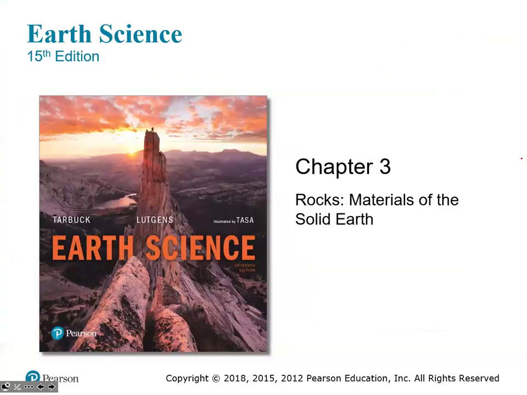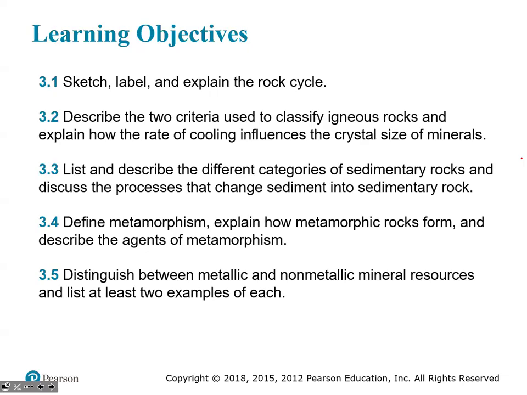So we're talking about minerals. Well, when you take a bunch of minerals and you glom them together, you get a rock. So chapter 3 is about rocks. Rocks are what the solid earth is made of. We're going to talk about the rock cycle, the process by which rocks form, change into other rocks, and are transformed.